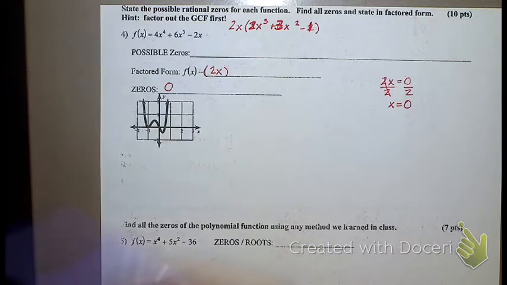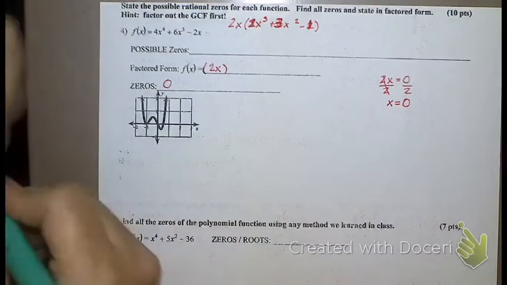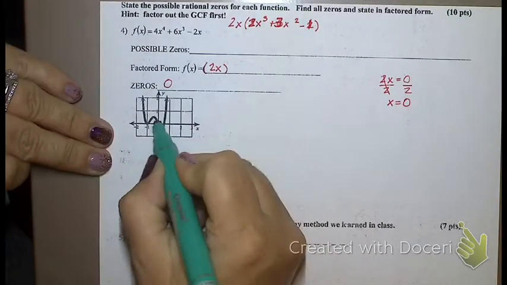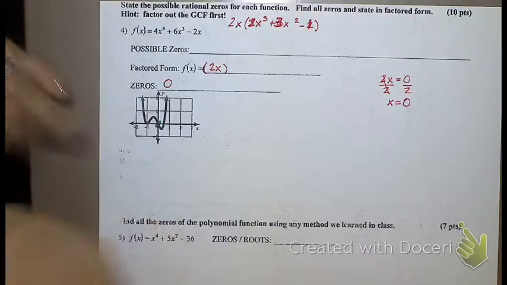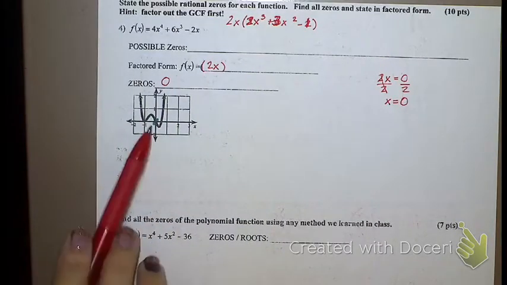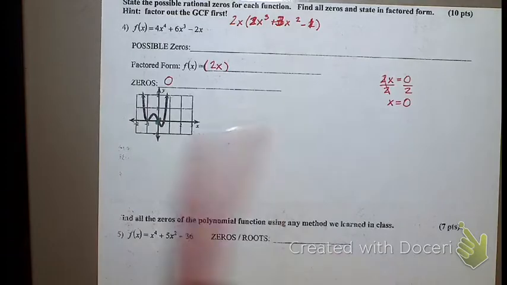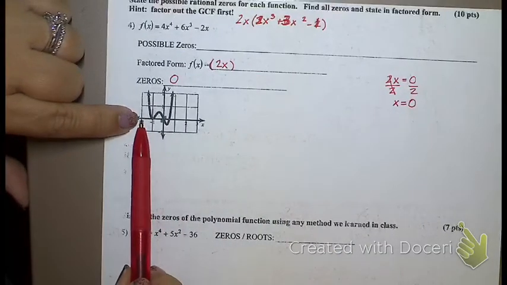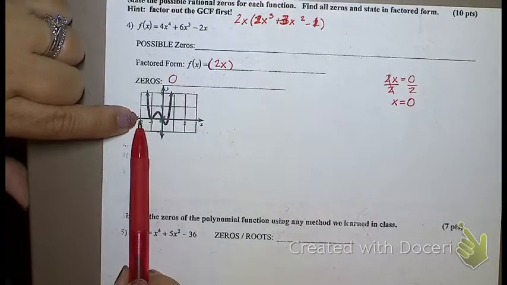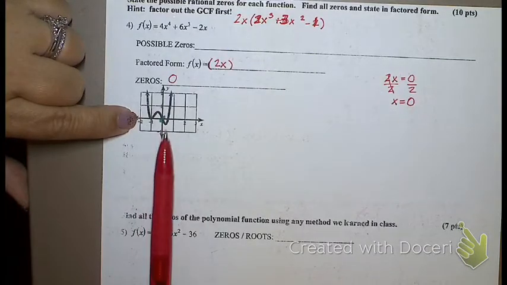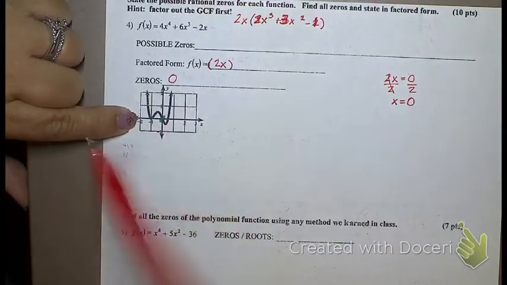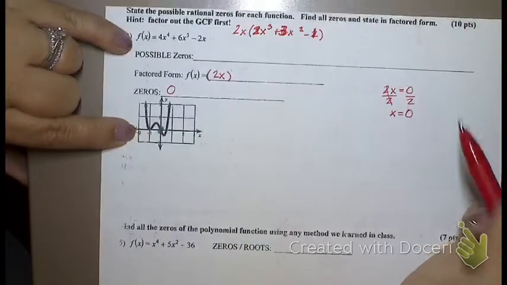And if I look at my graph, can I see where it's crossing at 0? I think it's crossing right there. That is that root. I did have some people that got like -2 as one of their answers. And my thinking is, when I look over here at -2, is it crossing the x-axis there? No, it should match up with the picture. So make sure you're not just forgetting to check those things. Those are helpful ways to check your answers.